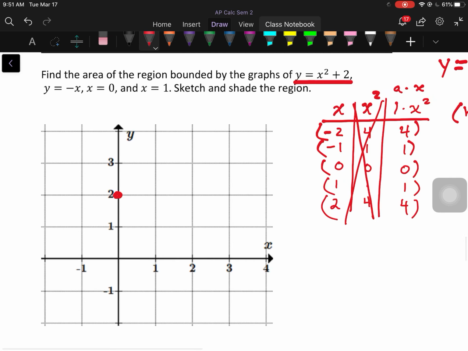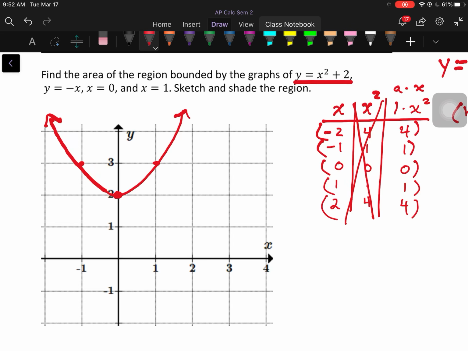And then I would graph those ordered pairs from that vertex. So I go negative 2 from that vertex, 1, 2, and then up 4, that's off the graph. Negative 1, up 1, 0, 0, 1, 1. And of course, 2, 4 is also off the graph. So I'm just going to sketch that parabola here. It's not going to be perfect, but you're going to get the idea that it is a parabola.